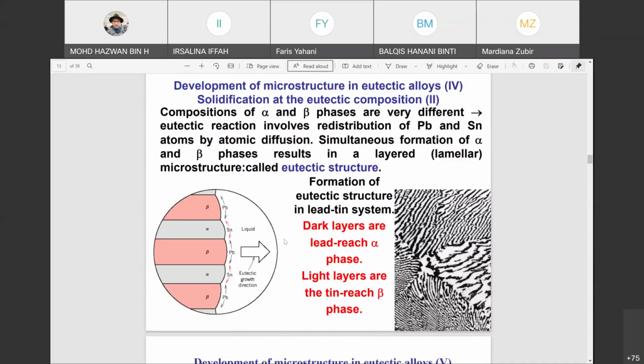The compositions of alpha and beta are very different. The eutectic reaction involves redistribution of lead and also tin atoms by atomic diffusion. Simultaneous formation of alpha and beta phases results in a layered or lamellar microstructure that is known as the eutectic structure.